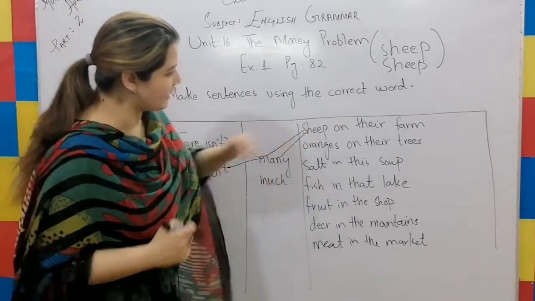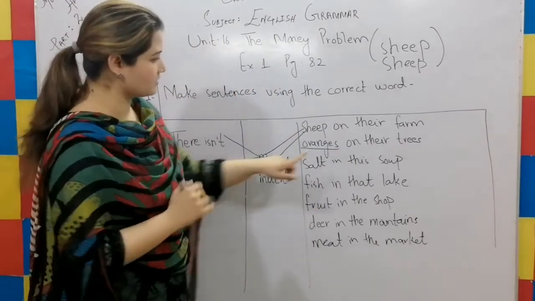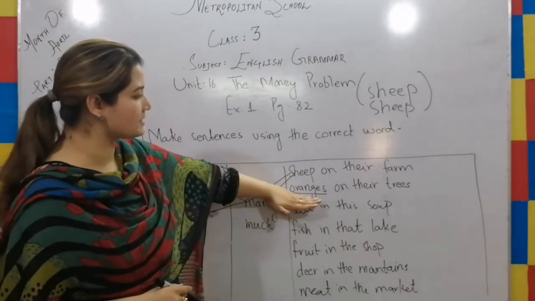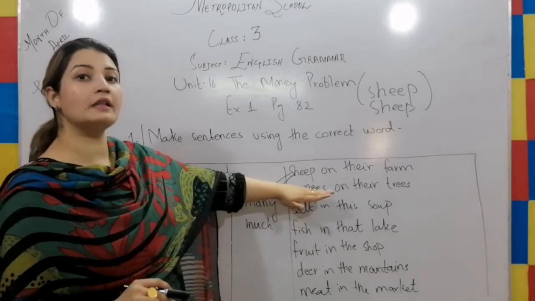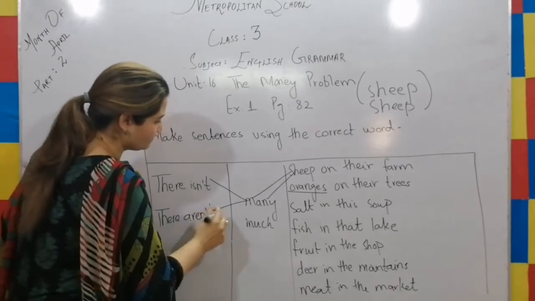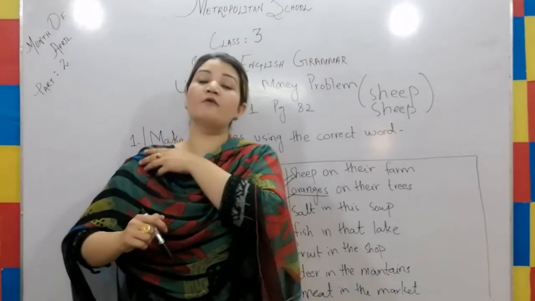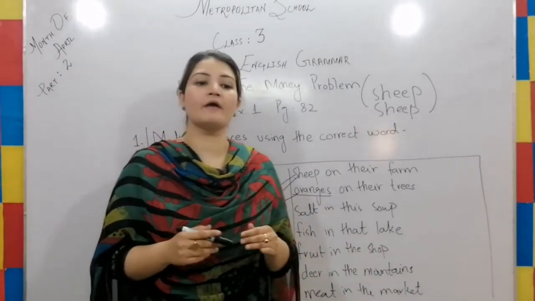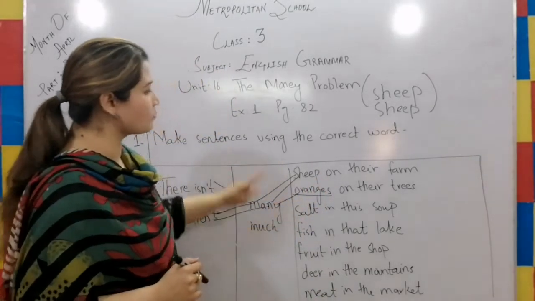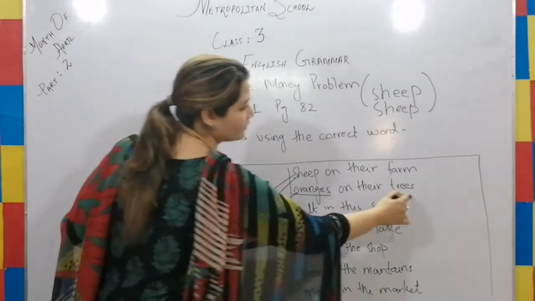Now let's move towards the next sentence, that is oranges. You can see that this is oranges on their trees. Now as you can see, oranges is a plural thing. So what do we have to use? There are not many oranges, because oranges are also countable. We can count them. If you have 12, 15, 50 oranges, you can easily count them. So we have written it as there are not many oranges on their trees.